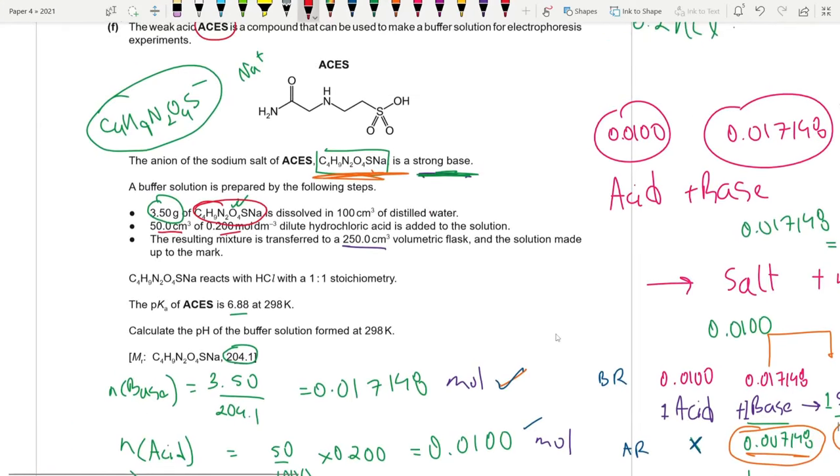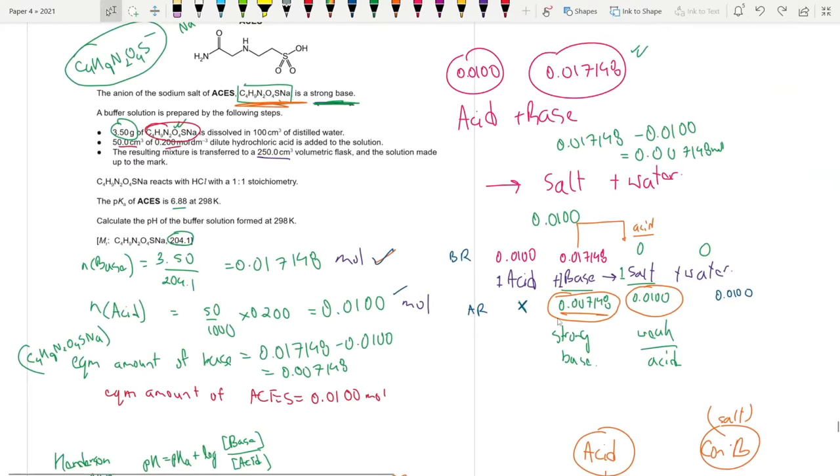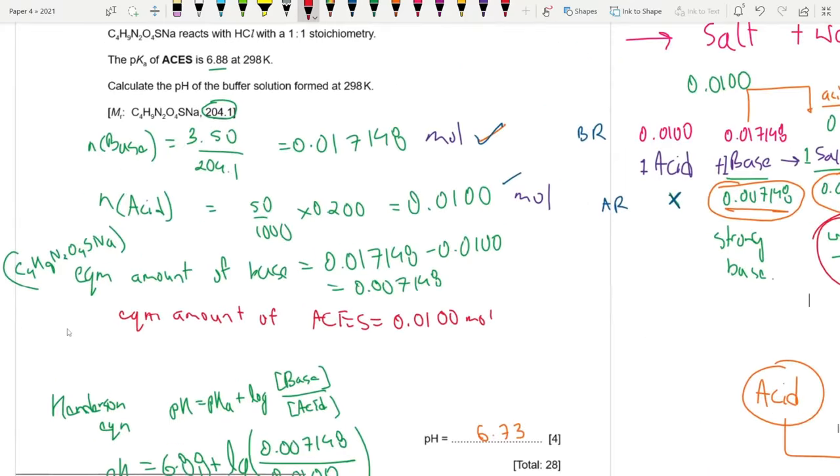Initially we had the strong base, which we reacted with some HCl, and at the end of the reaction we had some excess base remaining, C4H9N2O4S, and after reaction we got a salt, right? This salt, acid plus base, at the end of this reaction we got some aces, which is our weak acid. So at the end of our reaction we have 0.01 moles of aces, and the residual C4H9N2O4S remaining is 0.007148, which happens to be a strong base. The anion. This is basically the anion.